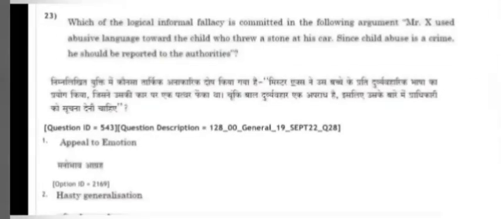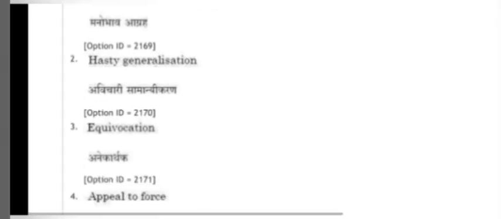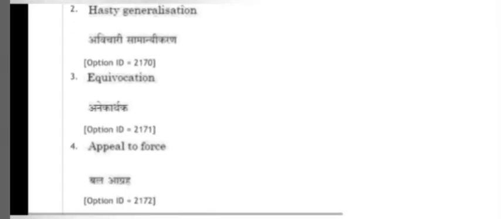Okay, next. Which logical informal fallacy is committed in the following argument? Mr. X used abusive language toward the child who threw a stone at his car. Since child abuse is a crime, he should be reported to the authorities. Appeal to emotion, hasty generalization, equivocation, appeal to force. It will be appeal to emotion. Appeal to emotion will be correct.